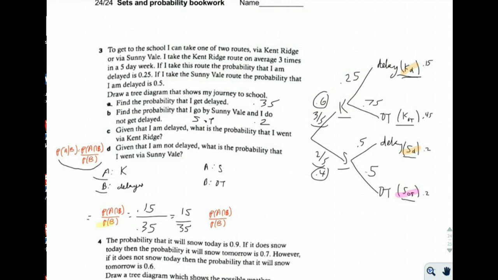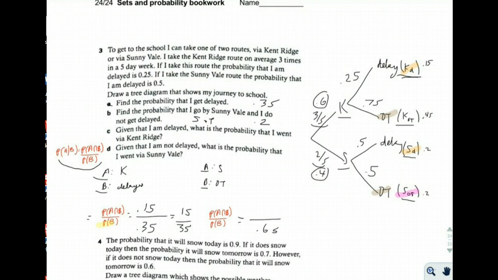All right, now let's do the next one. Given that I am not delayed, what is the probability that I went via Sunnyvale? So B would be on time, and A would be Sunnyvale. So what's the probability that I'm on time? Well, the probability that I'm on time is just the opposite of the probability that I'm delayed. So let's see, these two events. It would be this on time and this on time. So it would be 0.45 plus 0.2. So that would be 0.65.